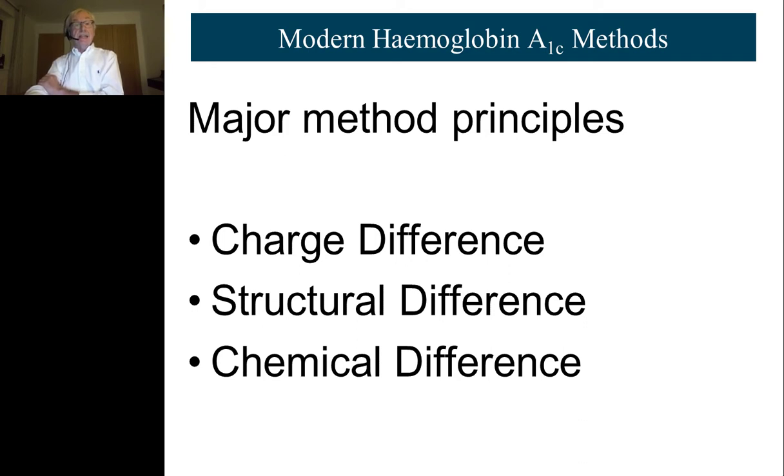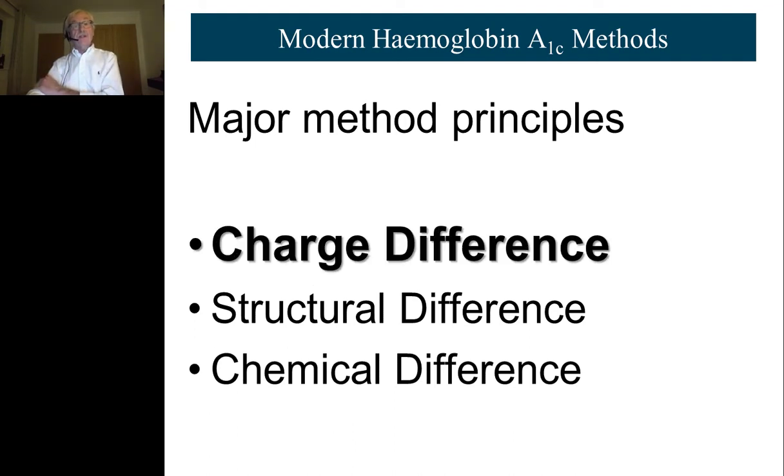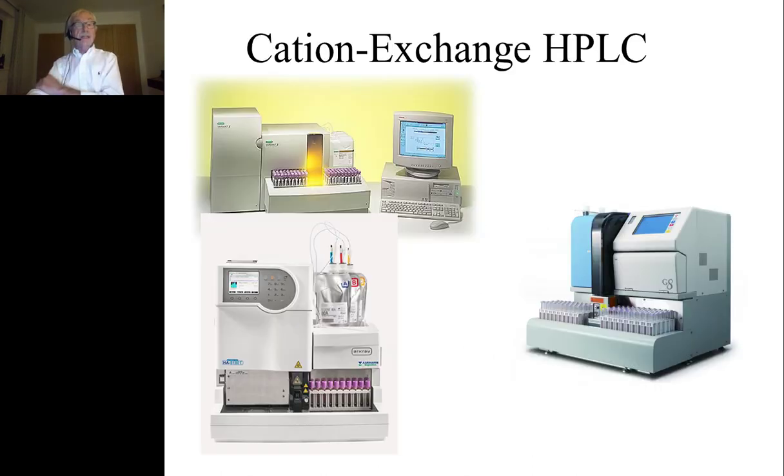If it glycates at the N-terminal valine, it creates a very small charge difference. Of course, it creates a structural difference and also a chemical difference. So let's look at charge differences. Probably the most recognizable method by which you measure hemoglobin A1c is cation exchange HPLC. And there are a number of manufacturers worldwide now that will sell you HPLC for cation separation.